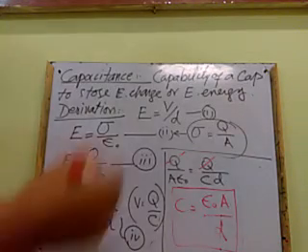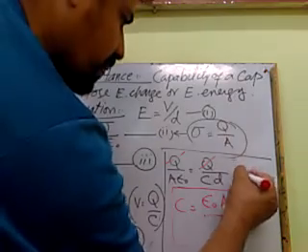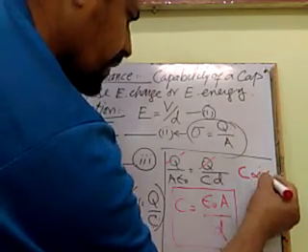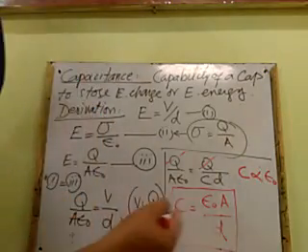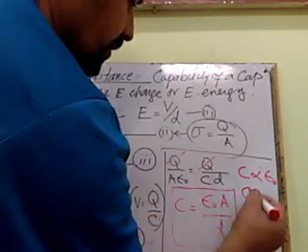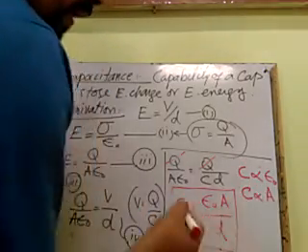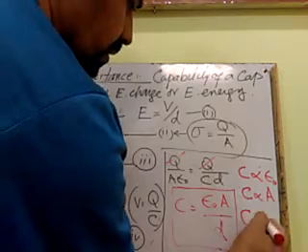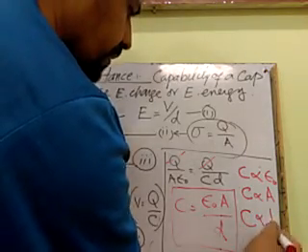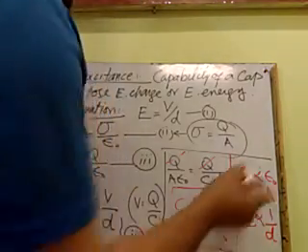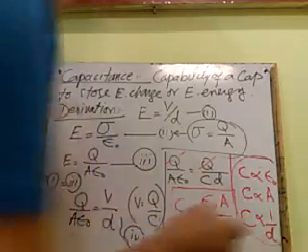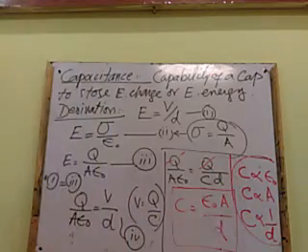This is the equation derived for capacitance of a parallel plate capacitor. And it shows that capacitance is directly proportional to permittivity of the free medium. Capacitance is directly proportional to area of the plates, and capacitance is inversely proportional to the distance between the plates. This is the result and the concept of capacitance of a parallel plate capacitor.